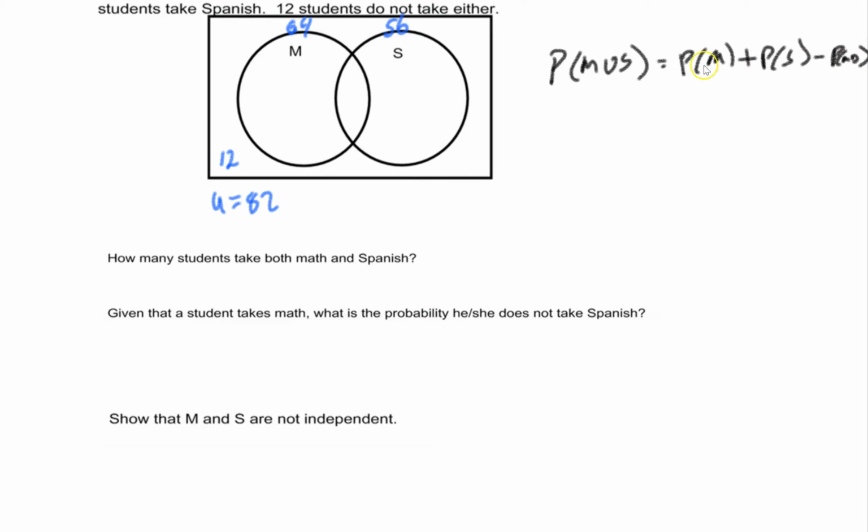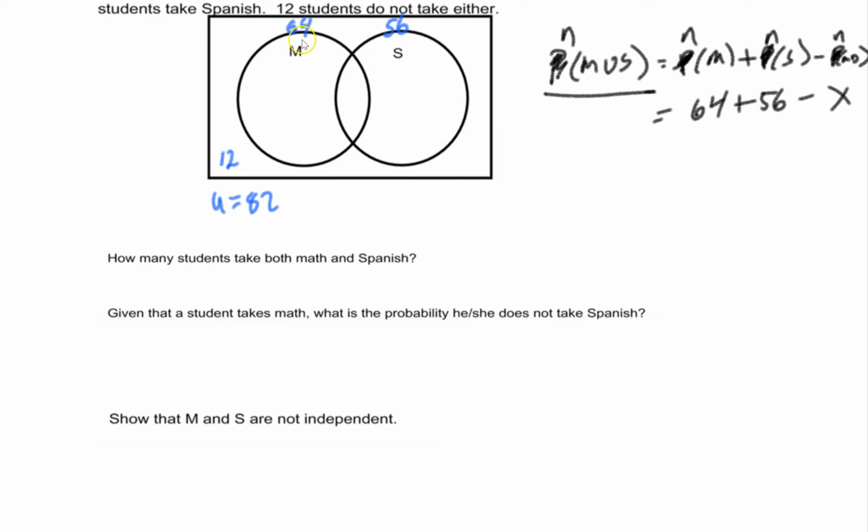So we have probability of M, and actually instead of doing probability, we're just going to put the number, because we just want the number. How many? So same idea, just number instead. Math is 64. Spanish is 56. We're actually looking for the intersection. That's X there.